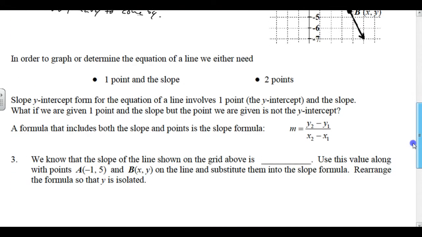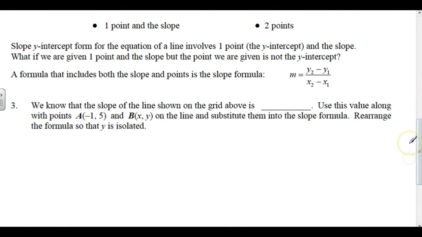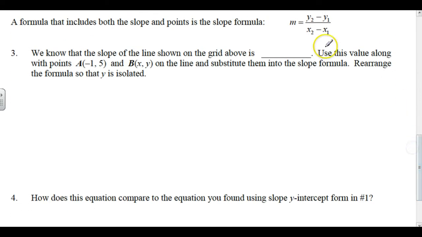In order to graph or determine the equation of a line, we either need one point and the slope, or 2 points. Slope y-intercept form involves 1 point, the y-intercept, and the slope. But what if we're given a point and the slope, but the point we're given is not the y-intercept? Well, here's the slope formula. m equals y2 minus y1 over x2 minus x1.